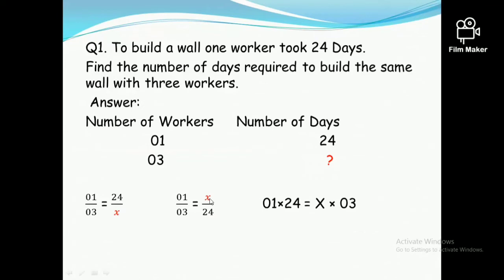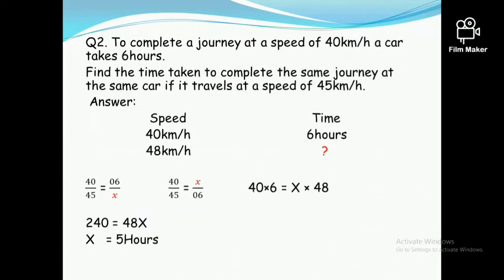First you swap the numerator and denominator, then you just cross multiply. If you cross multiply, you get 24 into 1 equals 3 into x. Then 24 into 1 is 24, equals 3x. Then you get the answer, x is 8 days. That means to finish this work, you need 8 days with 3 workers. That is the answer for this question.